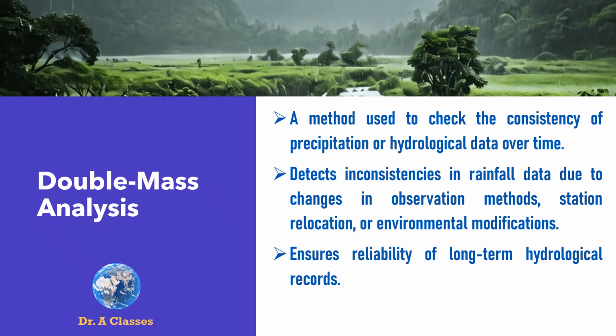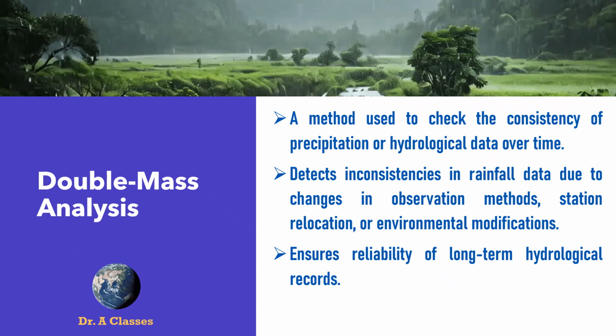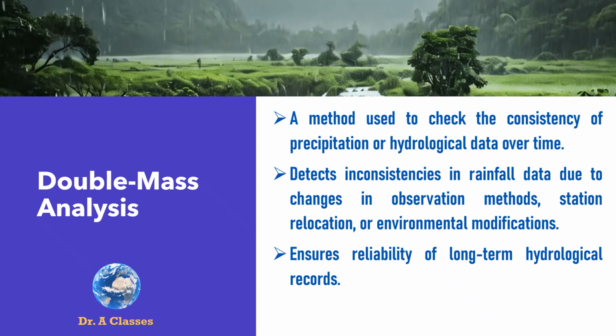Double mass analysis. Double mass analysis is an essential statistical tool in hydrology which is primarily used to check the consistency of precipitation or hydrological data over time. It detects inconsistencies in rainfall data due to changes in observation methods, station relocation, or environmental modification around the station. It ensures that long-term hydrological records remain accurate and reliable for engineering design, water resource planning, and climate analysis.